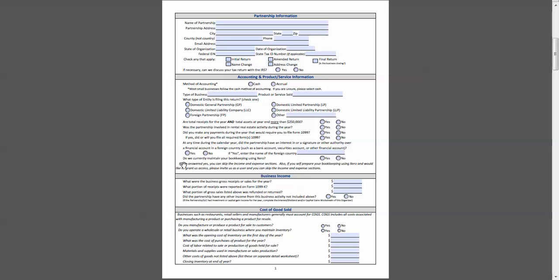The last question of the Accounting and Product Service Information section asks if we prepared your bookkeeping for the tax year. If yes, you can skip the rest of the organizer except for the second page, which is the Partner or Member Information section. If no, you will need to complete the remaining pages. The bottom of the page is where you'll report the business income and inventory information of the business.